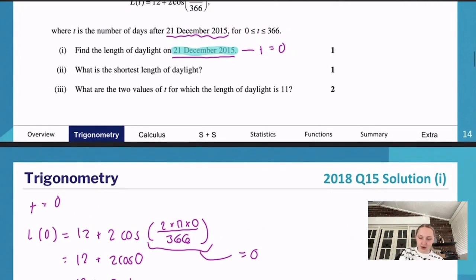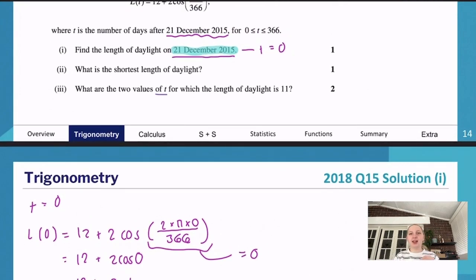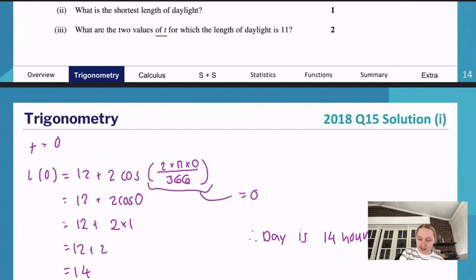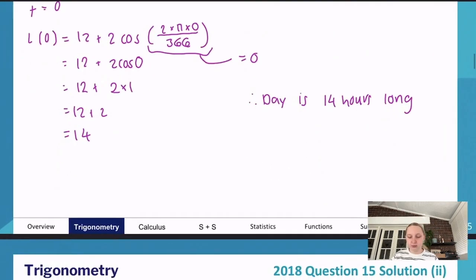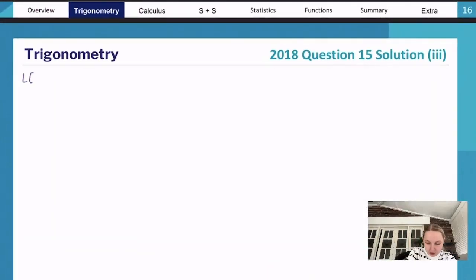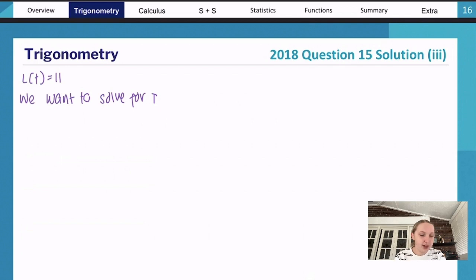Okay, so when we're thinking about this sort of question, this is when we are solving for t, right? So we understand that the variable we are most interested in right now is t, okay? And we're looking at for which the length of daylight is going to be 11. So they've given us that LT is going to equal 11 in this situation, and we want to solve for t. This is the sort of question where we're now thinking about our trigonometric function itself and how we can go about solving that.